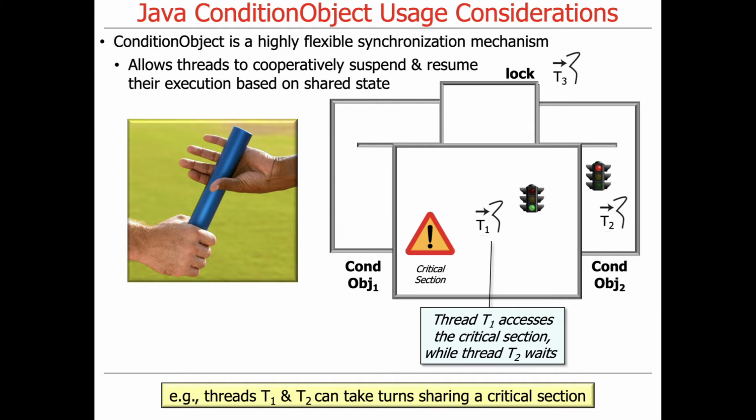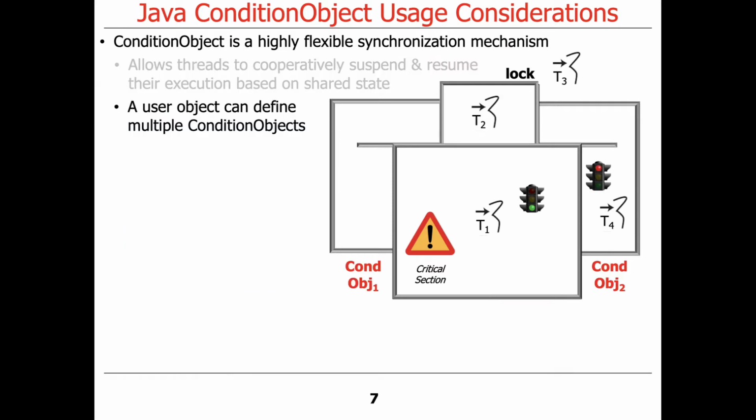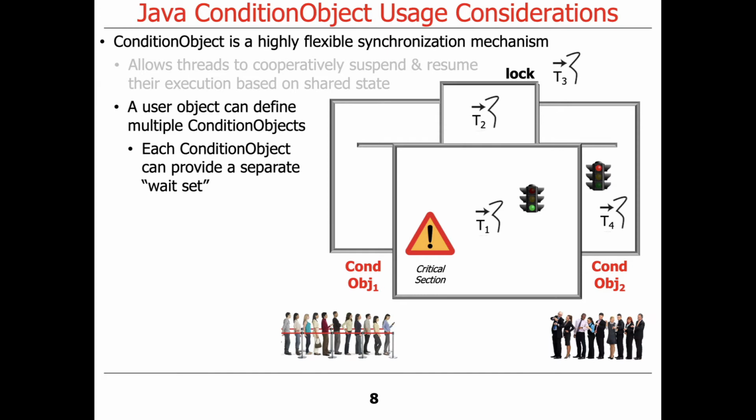So you can have one thread parked off to the side while another thread does its thing. Then the other thread could park itself, and the first thread comes back in, and so on and so forth. Lots of different use cases can be applied here. A user can define multiple condition objects. You can have condition object 1, condition object 2, just like we did with not empty and not full conditions for the array blocking queue. And each condition object can provide a separate wait set. You have different sets that work in different ways.